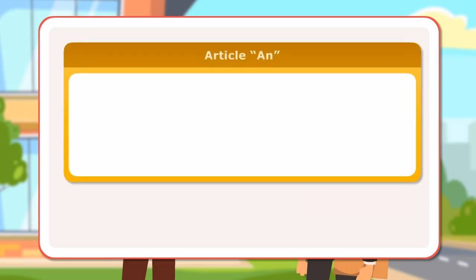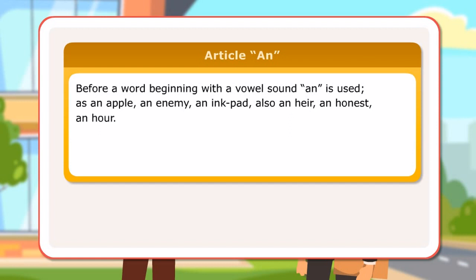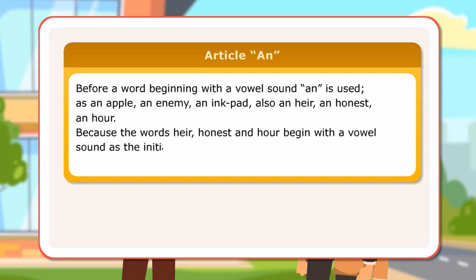Article an. Before a word beginning with a vowel sound, an is used: an apple, an enemy, an inkpad, also an heir, an honest, an hour. Because the words heir, honest and hour begin with a vowel sound, as the initial consonant H is not pronounced.